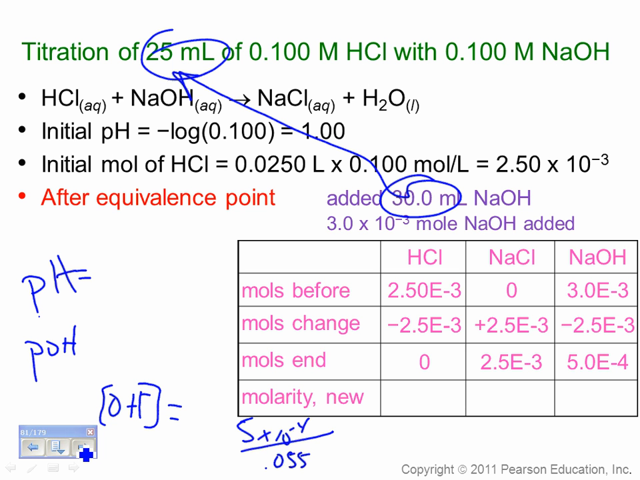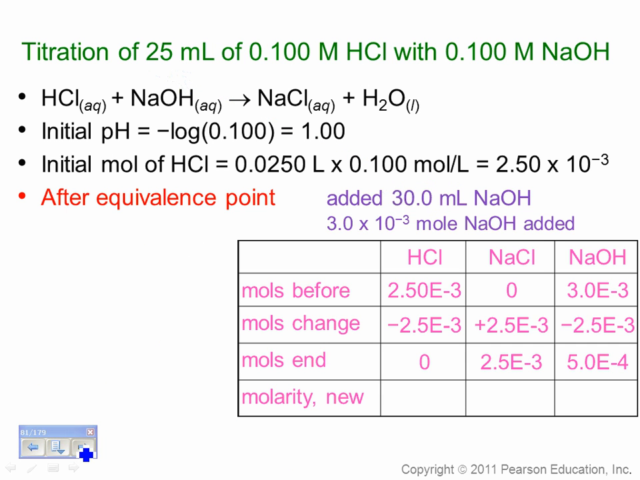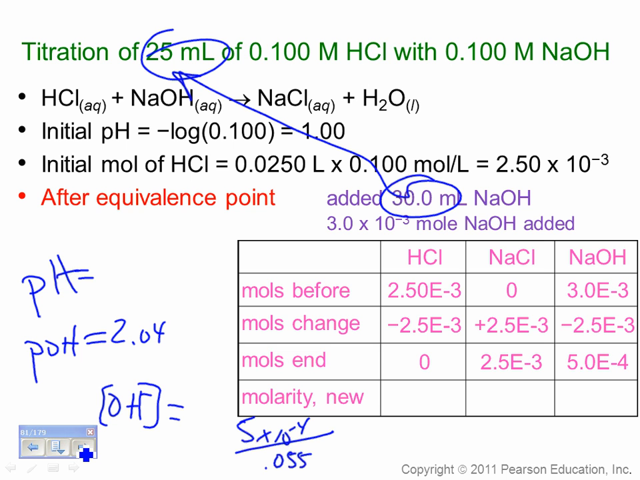And 5 times 10 to the minus 4 divided by 0.055 is 9.09 times 10 to the minus 3. I'm going to take the negative log of that and get 2.04. So the pH is 2.04. No, pH is not 2.04. What is 2.04? pOH. Yeah, you're right. So the pOH is 2.04. So if the pOH is 2.04, the pH is 11.96.